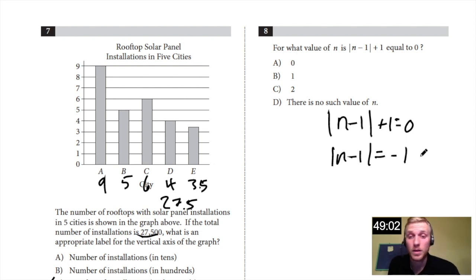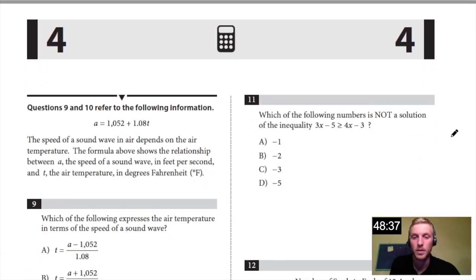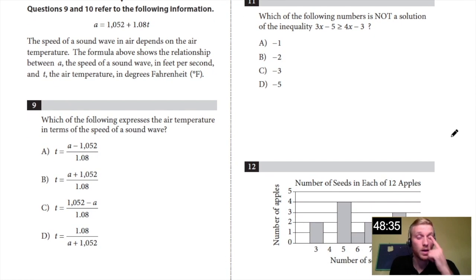So this is going to be problematic here. We can see the absolute value of any positive or negative number is always going to be positive. Absolute value of 0 is 0, but otherwise absolute value is always positive. So there's no way that the absolute value of anything here can ever be equal to a negative number on this side. So in other words, we're going to have to say answer D. There is no such value of n, because absolute value must be positive.